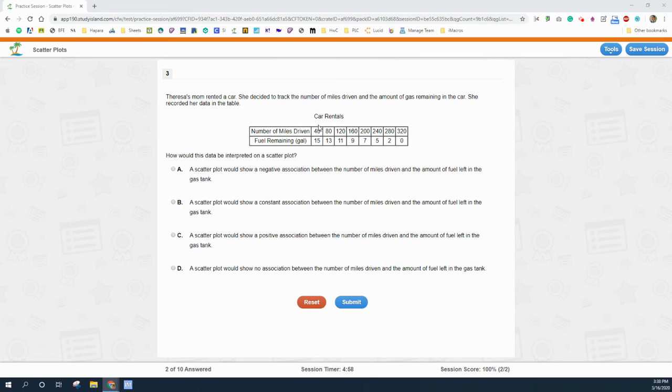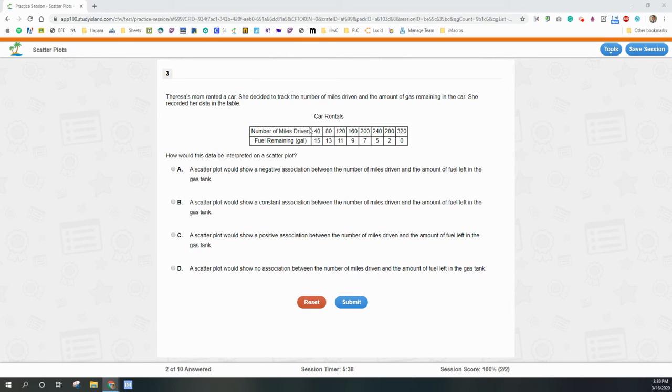As the number of miles driven increases, what's happening to the amount of fuel remaining? As the number of miles driven increases, the amount of fuel remaining decreases. That is a negative association. When the values for one of your variables goes up as the other variable goes down, that's negative association. If they were both going up at the same time, that would be a positive association. Another one of the choices in here says that there would be a constant association. That would be if one of the variables was increasing, but the other remained the same. And finally, the last one says there's no association.